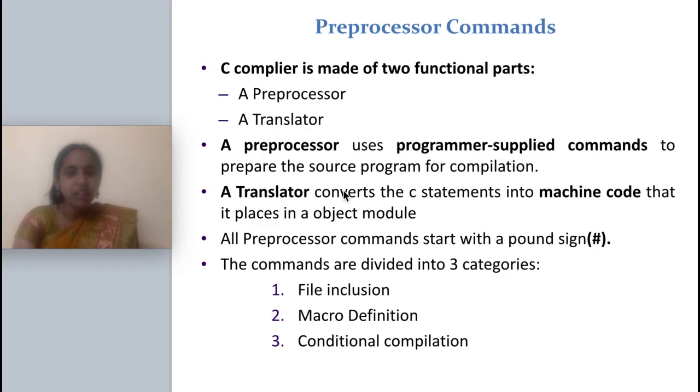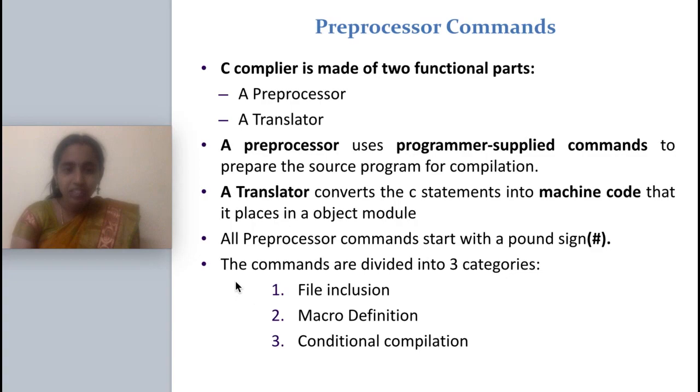Here we'll be having a translator. This translator will be converting the C statements into machine codes. These machine codes will be placed in the object module and it will be executed. All preprocessor commands start with hash. Knowingly or unknowingly, you will be using this preprocessor command with the hash symbol, because all C programs initially start with hash include stdio.h.